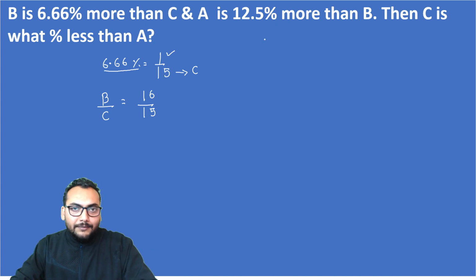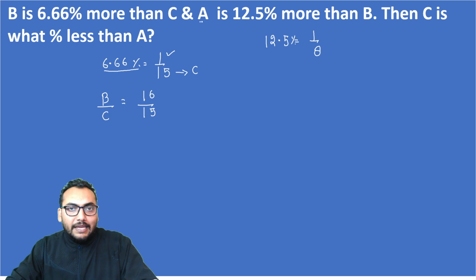In the same way, 12.5% can be written as 1 upon 8. So here A is 12.5% more than B. If I'm comparing A and B, if B is 8, A will be actually 12.5% more than B.